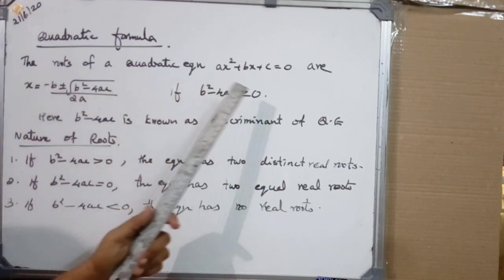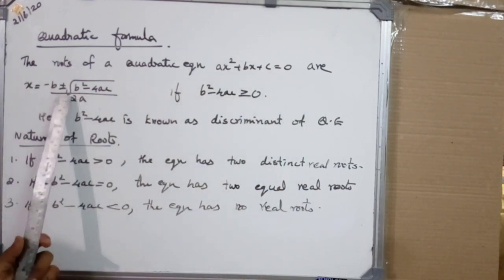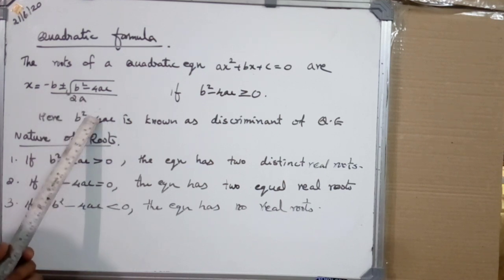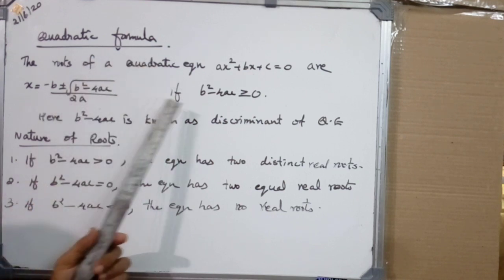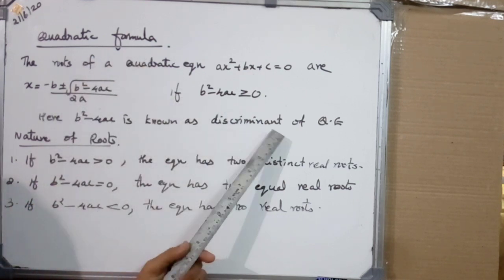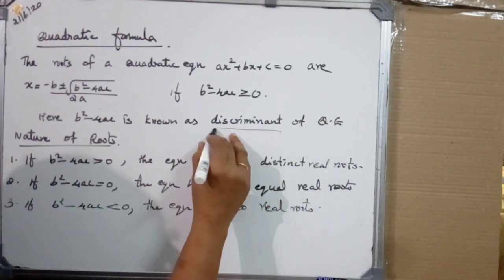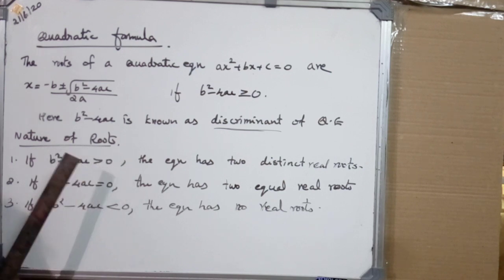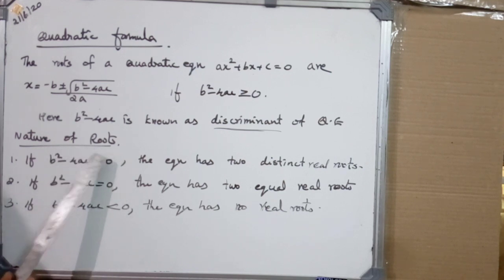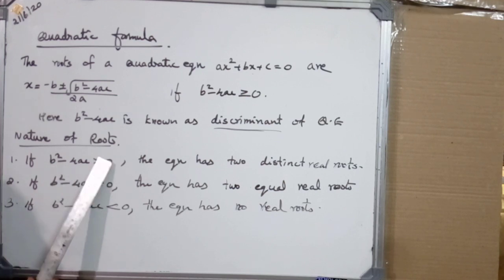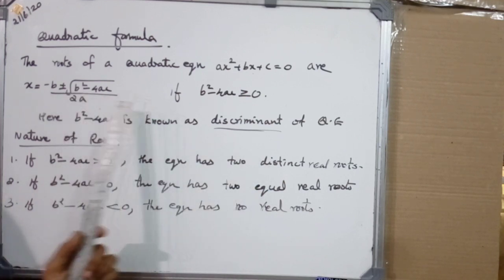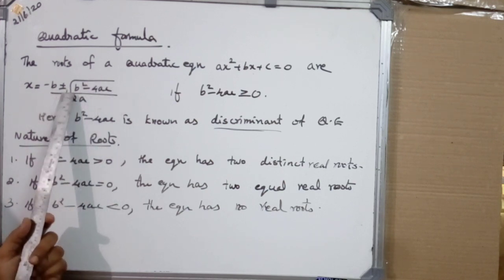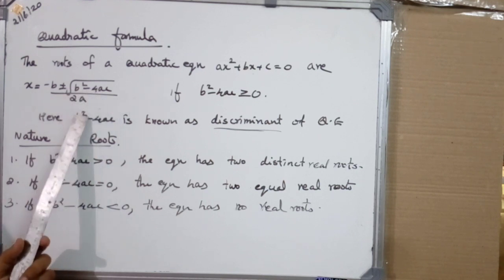The roots of a quadratic equation are x equal to minus b plus or minus root of b square minus 4ac by 2a. This is known as the quadratic formula. And b square minus 4ac is known as the discriminant of the quadratic equation, with which you can discriminate the nature of the roots. If b square minus 4ac is greater than 0, the equation has two distinct roots: minus b plus root b square minus 4ac by 2a, and minus b minus root of b square minus 4ac by 2a.